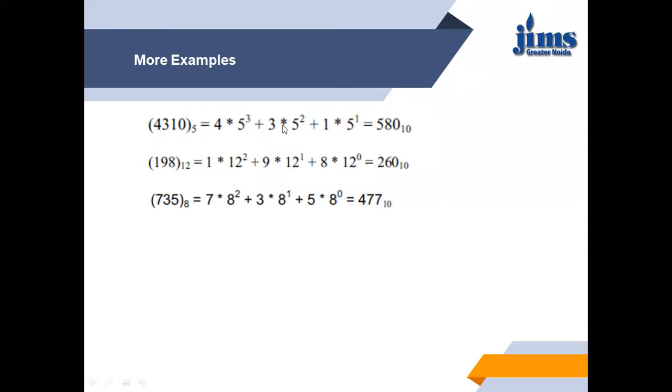So let us take another example. Suppose 735 base 8, that is the octal number. In the octal number, when the base is 8, the digit values range from 0 to 7. So 735 base 8 will be 7 into base to the power 2. Here we count the positions 0, 1, 2. So 7 into base to the power 2 plus 3 into base to the power 1 plus 5 into base to the power 0, and it comes to be 477. That is 477 in base 10.